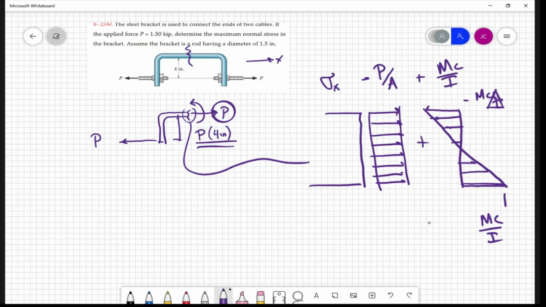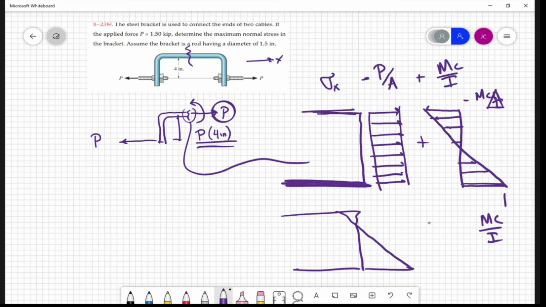All right, it's a normal stress. At the top, one is going to be positive, one is going to be negative. So the bending stress is going to negatively contribute to that, which means the biggest value is actually going to be at the bottom. When you add these together, what you will very likely see on this cross section is a stress profile that looks like this.